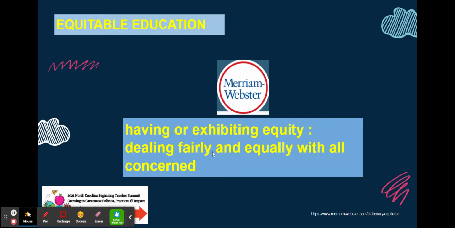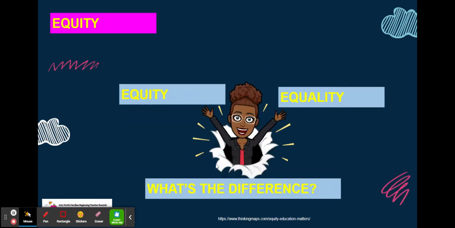And so when we think about equity, a lot of times people think equality. And so we say, oh, what's the difference between equity and equality? I'm so glad you asked. When we think about that, we go back to our definition where we think about fairness.